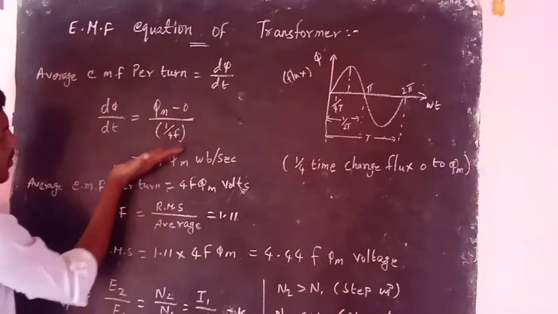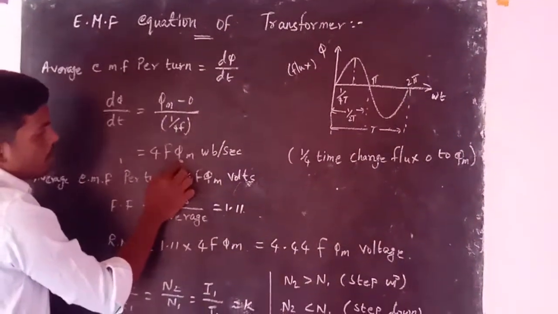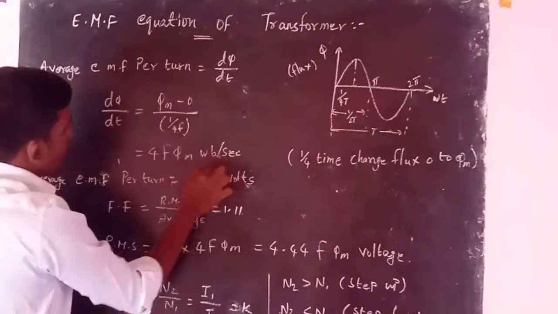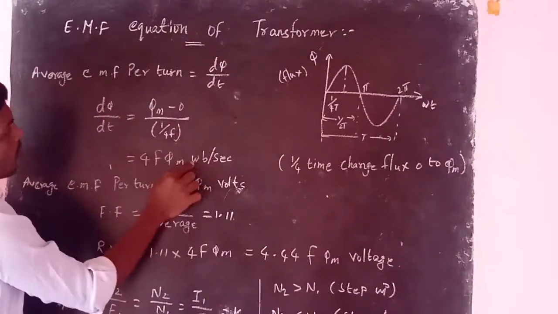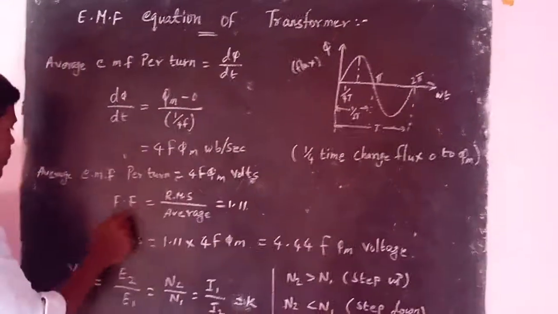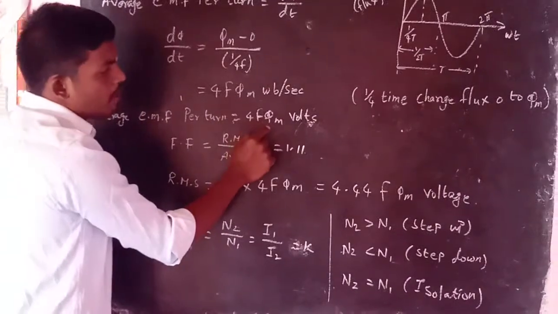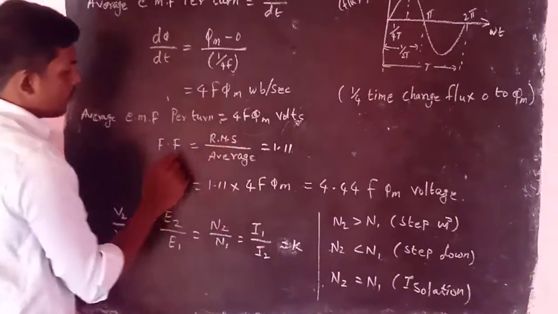The 1 by 4f goes to the upper side, giving 4 f phi maximum in Weber per second. Weber is the unit of flux and the time unit is seconds, so it is Weber per second. Average EMF per turn is equal to 4 f phi maximum in volts.